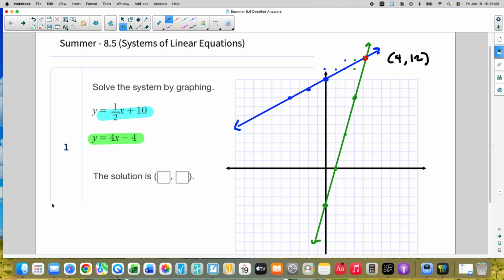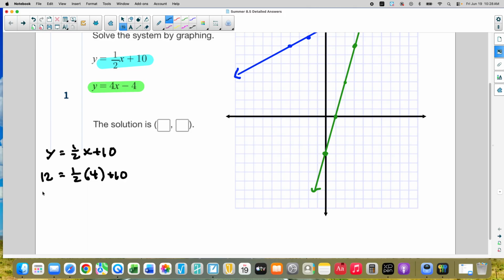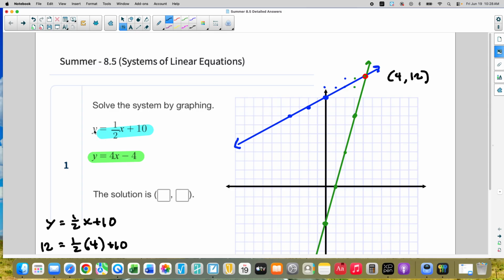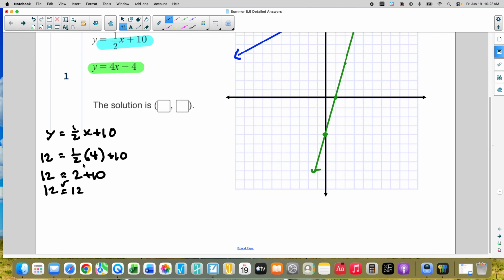So we would take the equation y equals 1/2 x plus 10, and we'll plug in the y value, which is 12. We'll plug in the x value, which is 4, and we have to make sure that is a true statement. 1/2 of 4 is 2, plus 10, 12 equals 12. So that coordinate, (4, 12), is a solution to the blue equation. That's good. We like that.